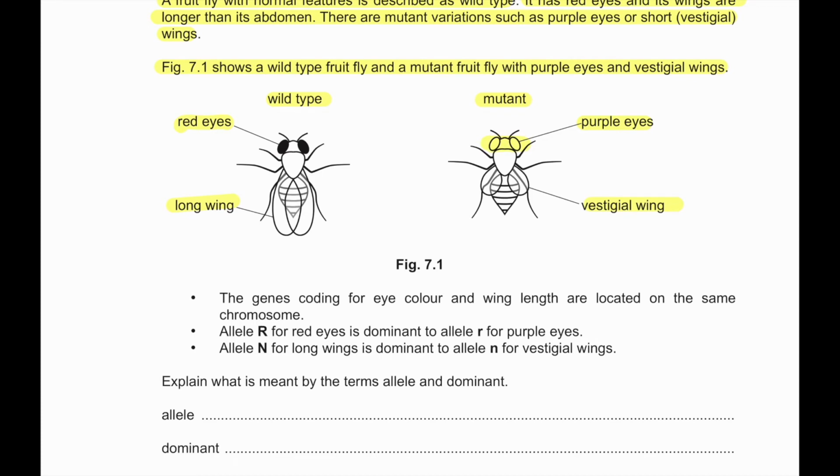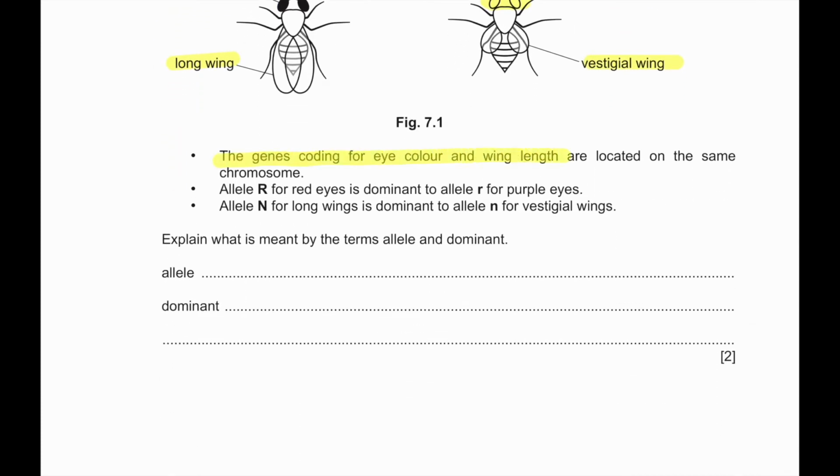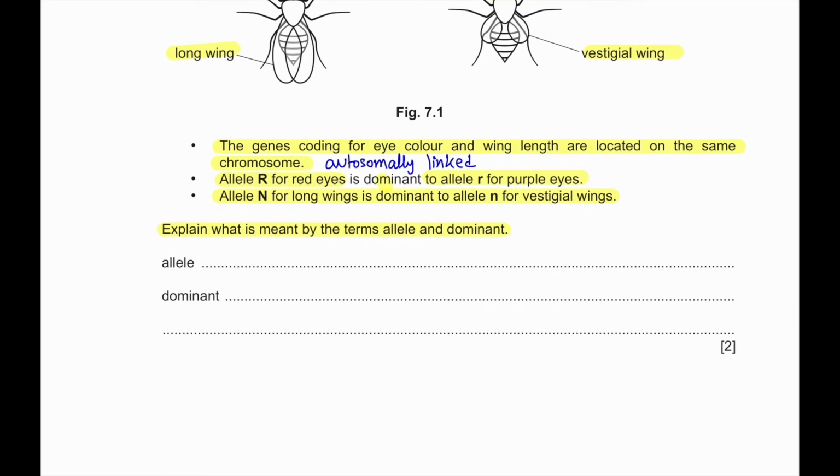Okay. The genes coding for the eye color and wing length are located on the same chromosome, so they are autosomally linked. Allele capital R for red eyes is dominant to small r, which is purple eyes, and allele capital N for long wings is dominant to small n, vestigial wings. Explain what is meant by the terms allele and dominant. So an allele is a different form of the same gene, and the term dominant refers to the allele which is always expressed in a heterozygote.